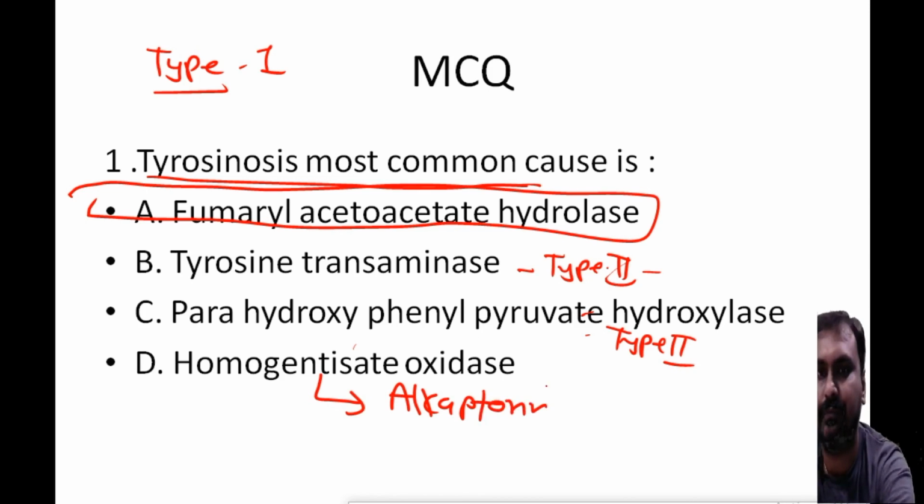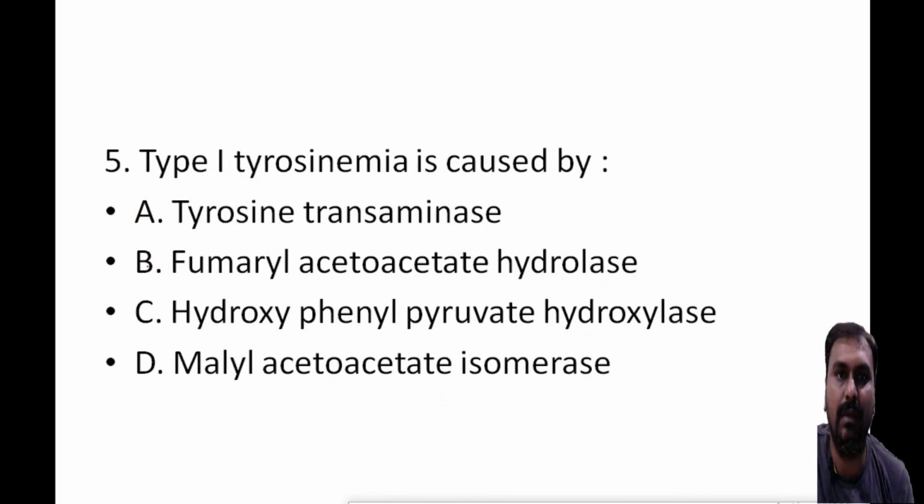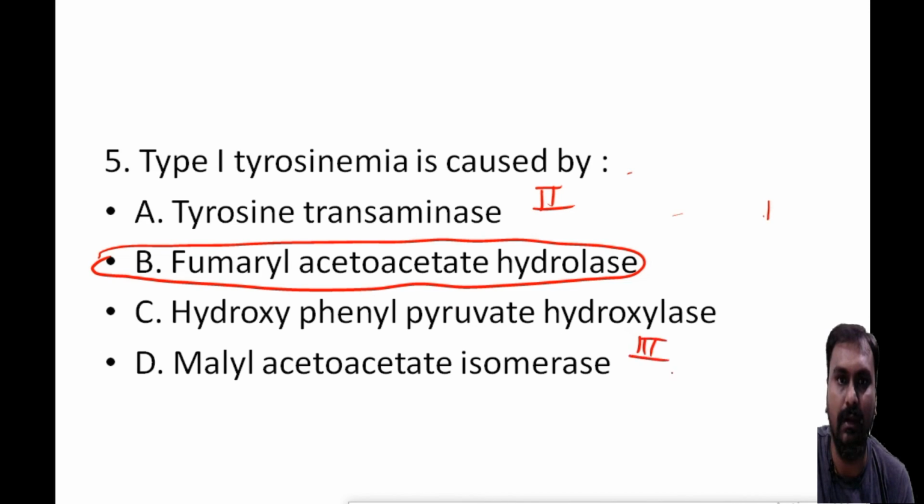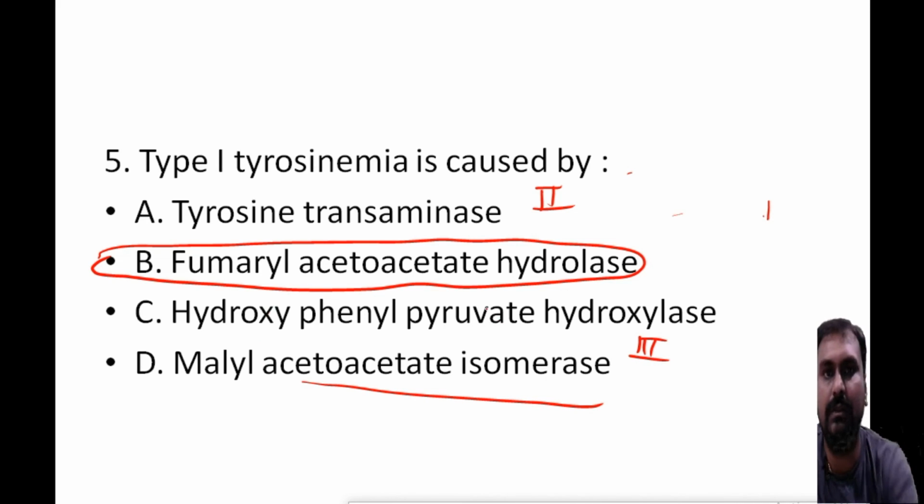Okay. Type 1 tyrosinemia is due to fumarylacetoacetate hydrolase enzyme deficiency. Okay. Tyrosine transaminase is type 2 tyrosinemia. PHPP hydroxylase is type 3 or neonatal. Maleylacetoacetate isomerase, okay, it requires glutathione, a tripeptide. So this is all about tyrosinemia.